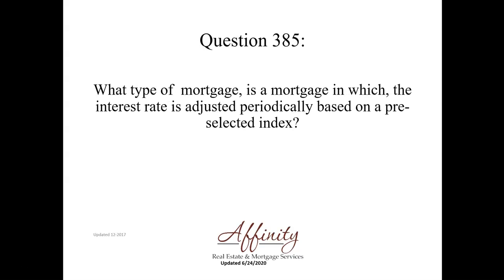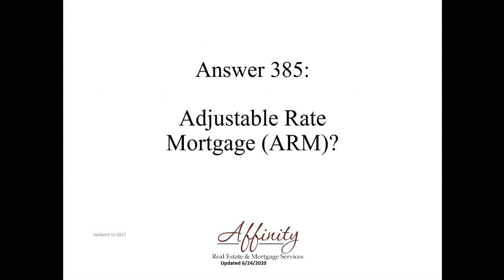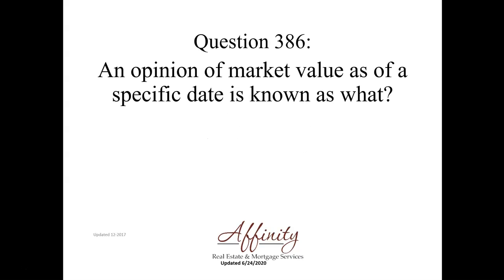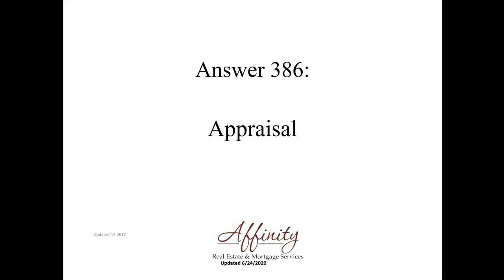Question 385. What type of mortgage is a mortgage in which the interest rate is adjusted periodically based on a pre-selected index? That will be called the adjustable rate mortgage, the ARM. Question 386. An opinion of market value as of a specific date is known as what? That is known as the appraisal.